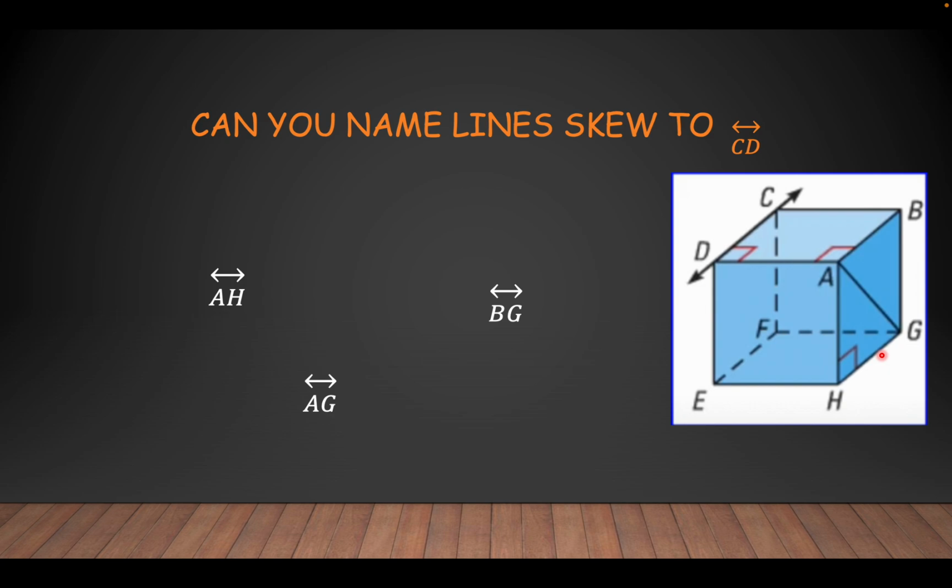to line CD. The next plane I might look at is the bottom plane here, where if you'll notice, line FG would never intersect with line CD. It's not in the same plane, so it's considered skew. And we also have line EH, or HE, which would be considered skew.